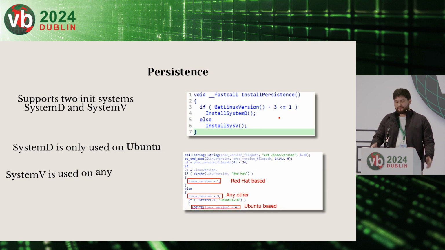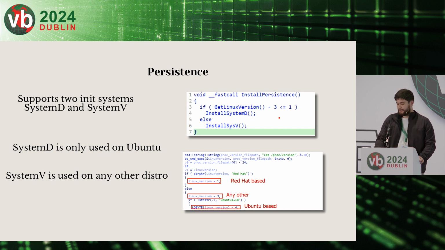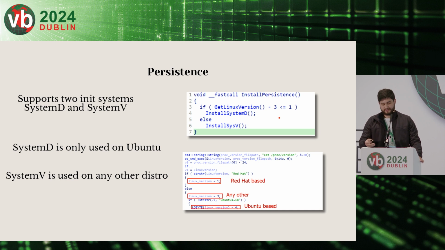Okay, so how do you achieve persistence? As I said before, they support two kinds of init system, systemd and System V. The function will verify the Linux version by reading the file /proc/version. The proc directory is the directory of Linux that contains a lot of information about the processes, the proc file system. In Linux, everything is a file, so they can pick up a lot of information about the current running machine just by reading these files.